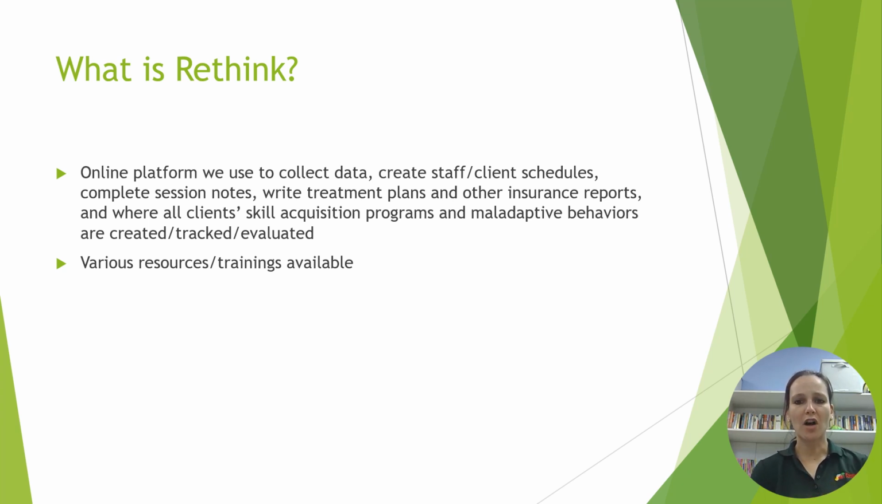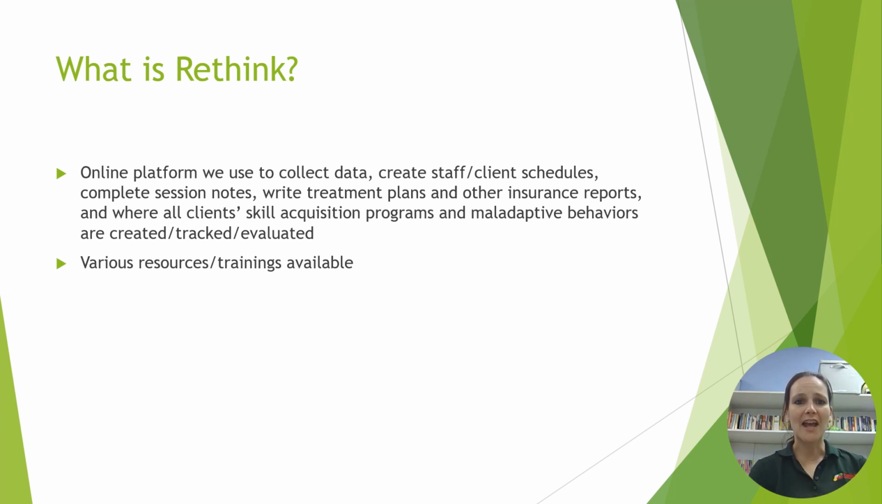So once you do get logged in, you will be able to see, as I said previously, your child's skill acquisition programs, their behavior programs and goals. You can see the graphs, you can see the raw data, what current treatments and targets we're using. Also in Rethink, you can see your kiddo's schedule. That will be on a later slide when I go into what the different things mean that you're going to see on the schedule.